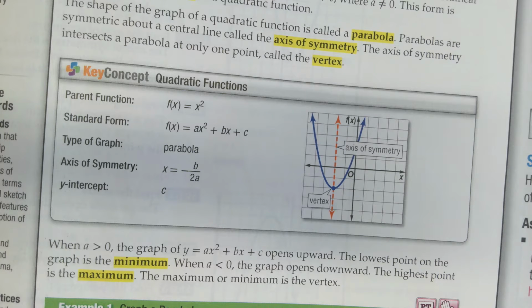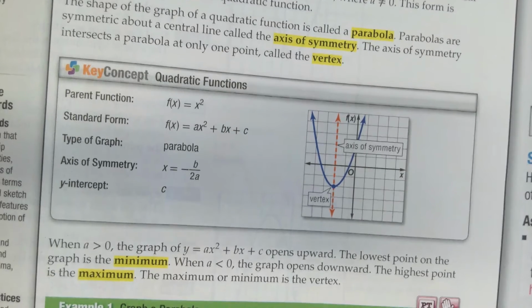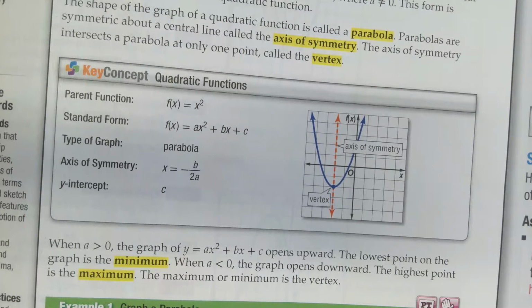Okay, so a couple things about this. One, if you ever hear the word parent function, that means the very basic of the original graph. So the parent function of this is f of x equals x squared. The standard form is something we've seen a lot of, right? Ax squared plus bx plus c. That's something we've seen a lot of the entire chapter 1. F of x just means function. It means that this graph is actually a function. It'll pass the vertical line test. There's a one-to-one relationship and so on.